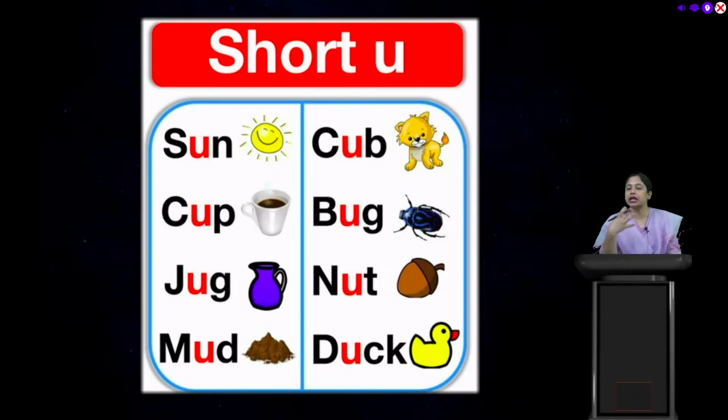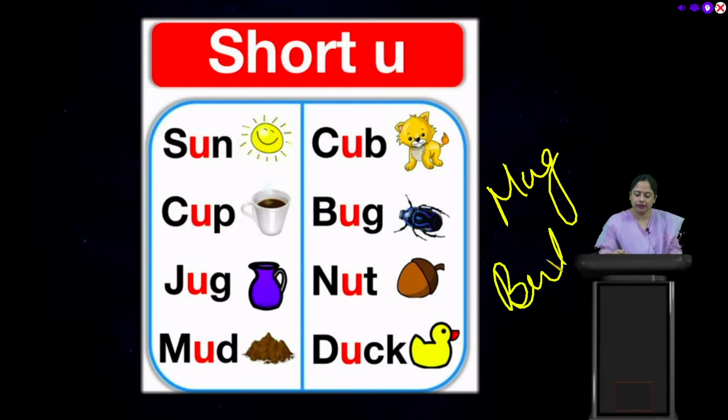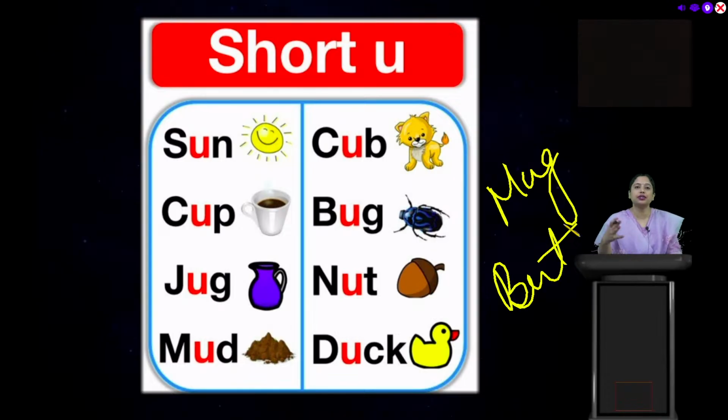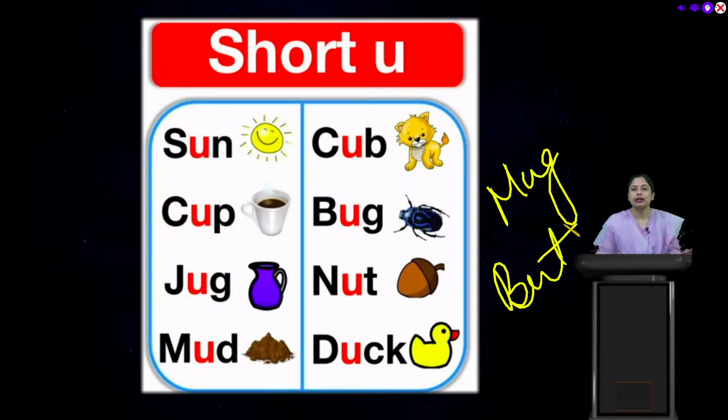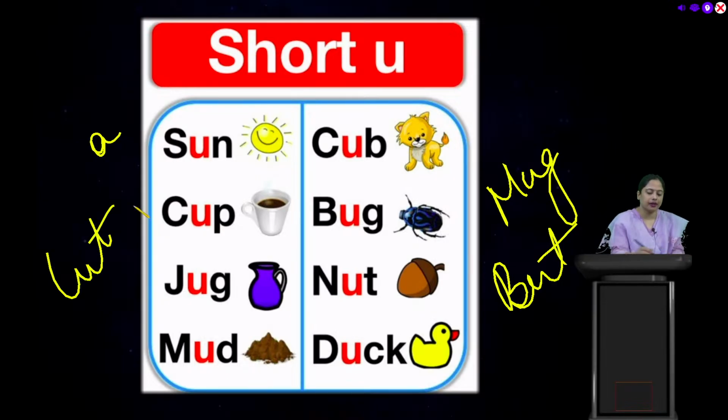Sun, cup, mug, jug, duck, cub, bug, nut, butt. So when we produce the sound of these words, this produces the shorter U sound. It is the sun, cup. It is not U, but it produces the short sound. Jug, mud, butt, cut. So all these words produce the shorter U sound.